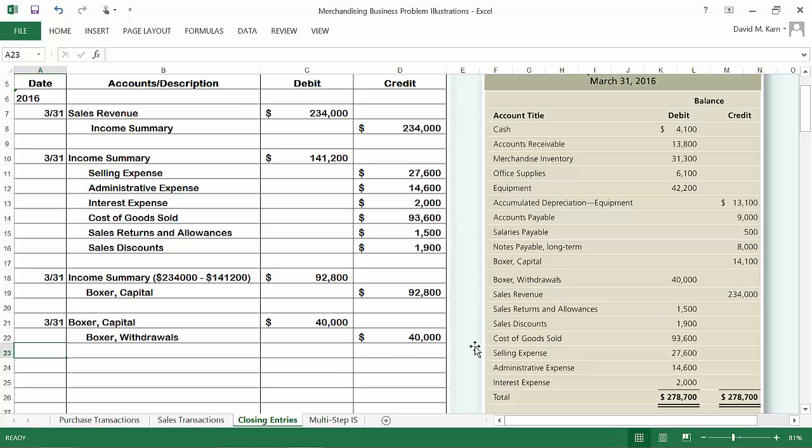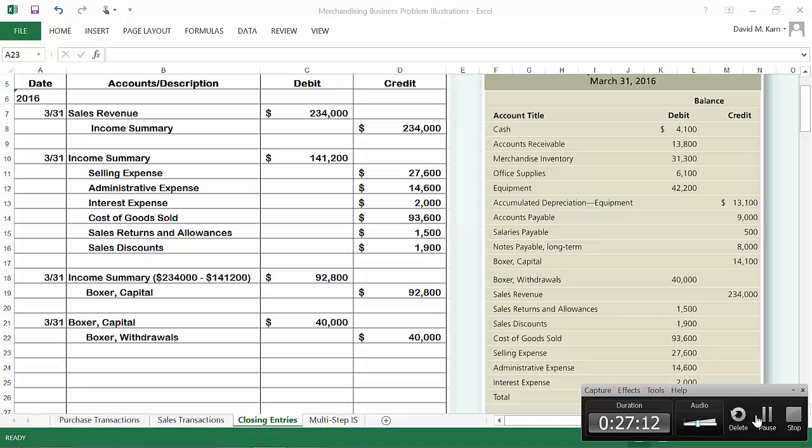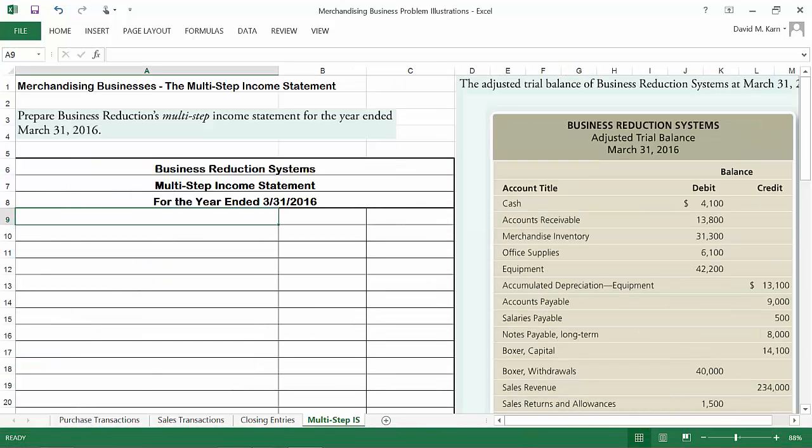The next problem we'll take a look at is how to do a multi-step income statement and how that differs from the single-step income statement. Okay, now we're going to take a look at the multi-step income statement and how that works. And we'll also compare that to the single-step income statement. We're going to use the same data as we did for the closing entry problem we just did. So we have the business's adjusted trial balance again, just like we had before.